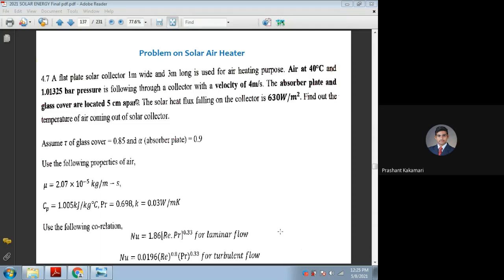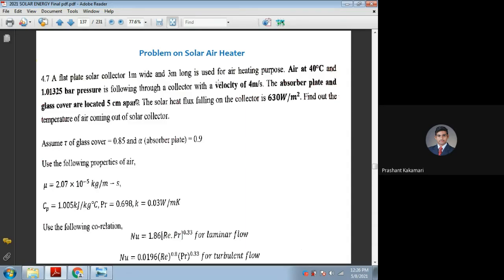A flat plate solar collector, 1 meter wide and 3 meters long. So length of the plate is 3 meters. Width of the plate is 1 meter. A flat plate is taken. Whether it is air or liquid, we don't know. So this is used for air heating purpose. Now it is clear by this word. It is an air heating purpose they are using. So one should note down this L1, L2, or you can note down it as W and L.